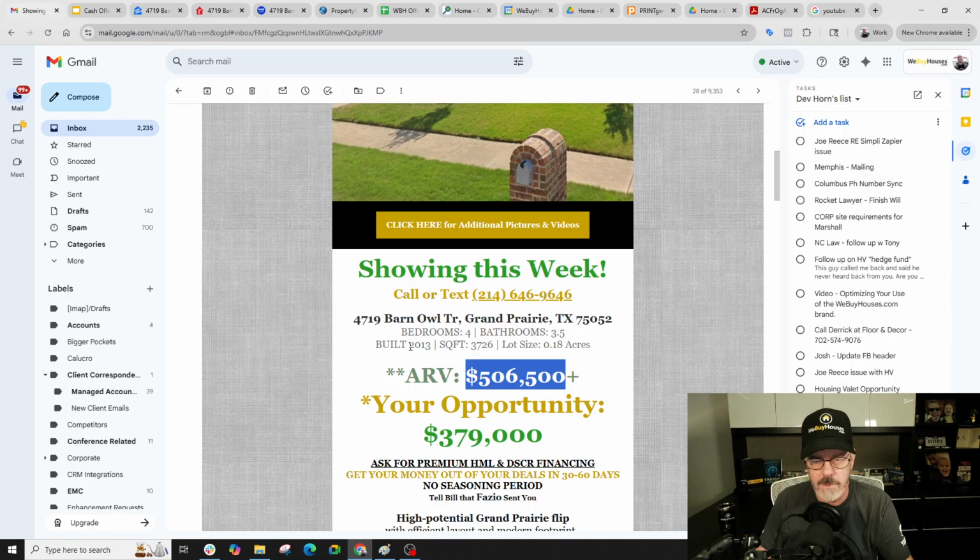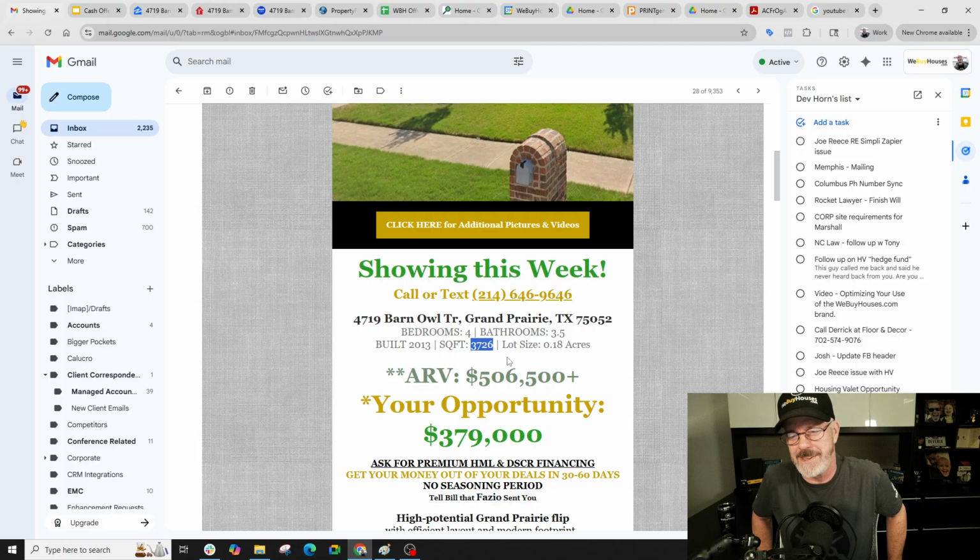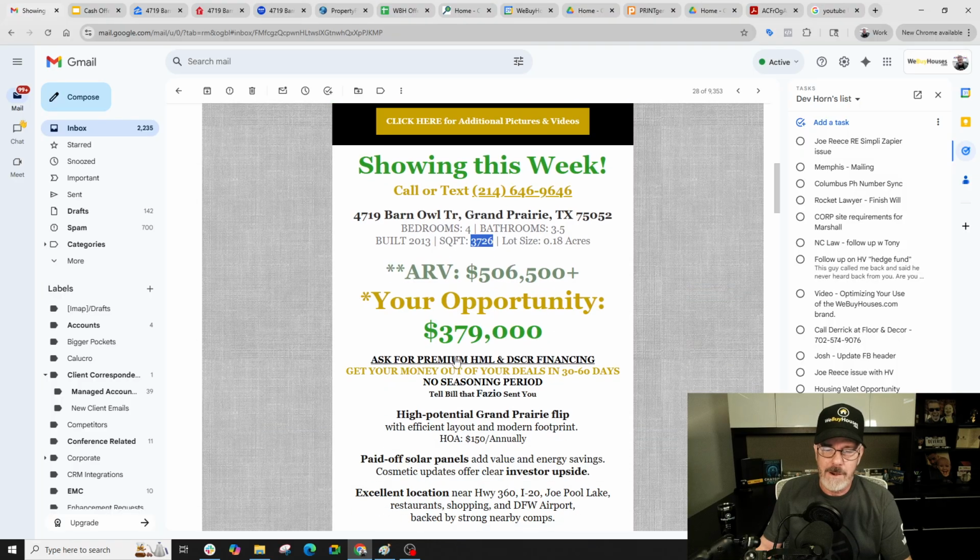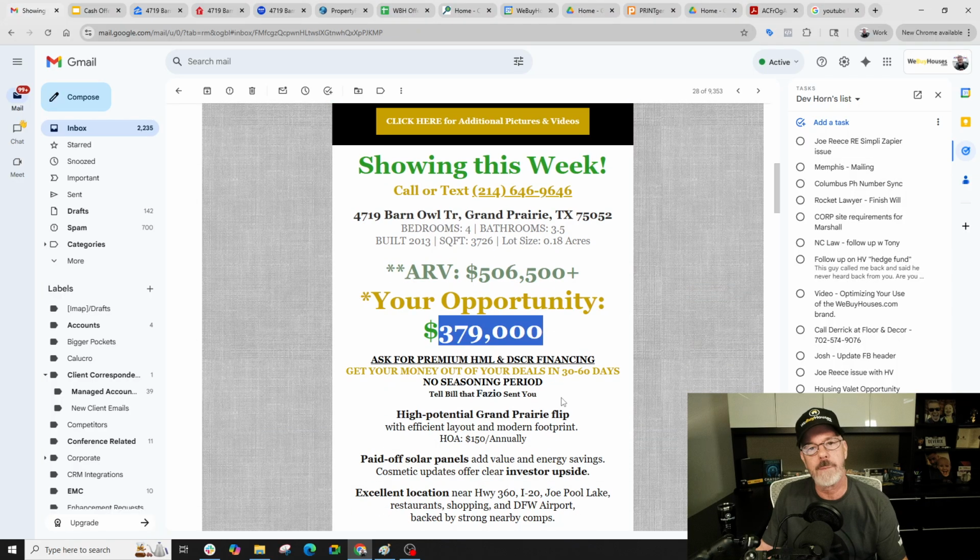Nice property, built in 2013, just 12 years old. It's a 4.5, big, huge house, 3726. So we've looked at some big ones on the channel and some little ones, and this is a pretty good size. And they're offering it for $379. So we'll see where we end up with our cash offer using the calculation that I just showed you.